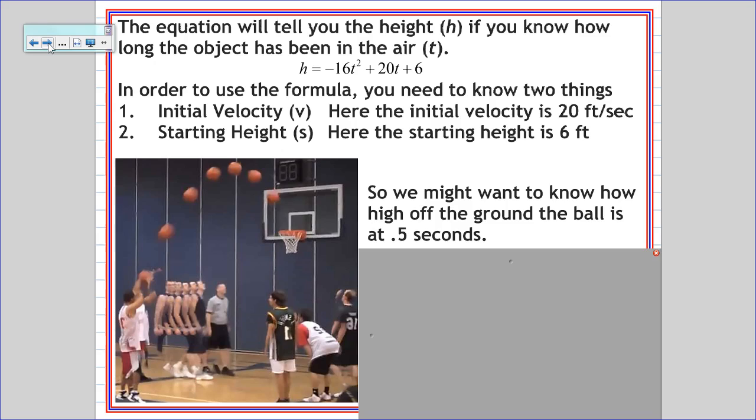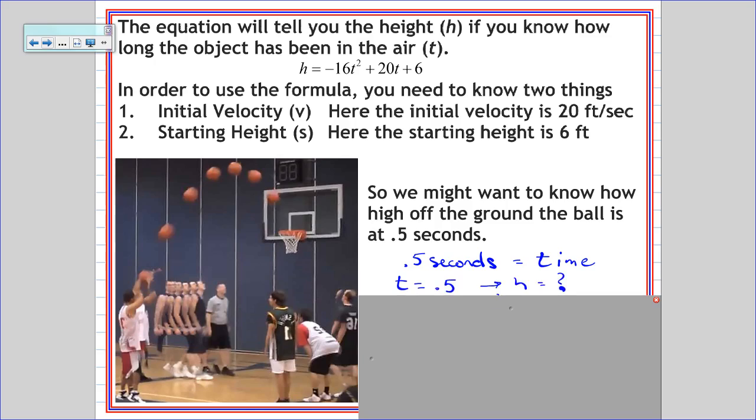We have been given that the height formula for this particular problem is h equals negative 16t squared plus 20t plus 6. We might want to know how high off the ground the ball is at a half second. So a half second after the basketball player shoots, how high off the ground is the ball? We would take our information and say, 0.5 seconds, that's a time. So we've been given t equals 0.5, and they're asking us for an h. How high is it when t equals 0.5?